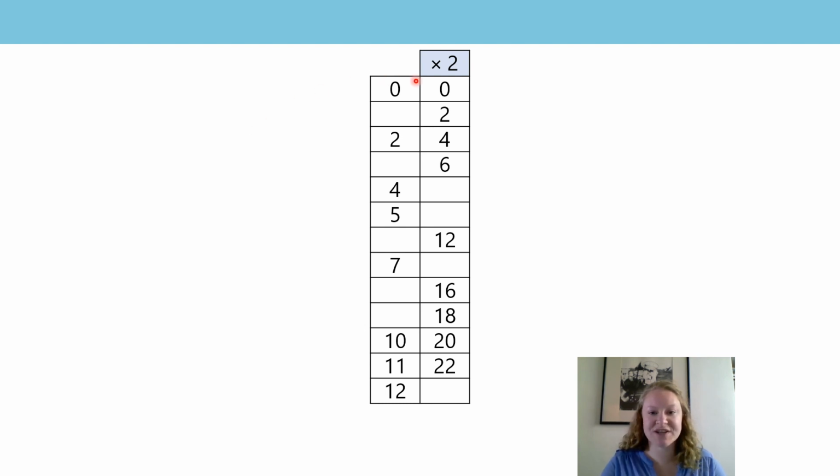Okay, so this column here with these numbers in here, can we remember what that represents? It represents the factors, okay? So how many groups of 2 we have, okay? That's the numbers down here. Okay, so what about this bit then? This bit here, what does that mean? Well done if you knew that that's our other factor. That tells us that there is 2 in each group. Okay, so there are our 2 factors.